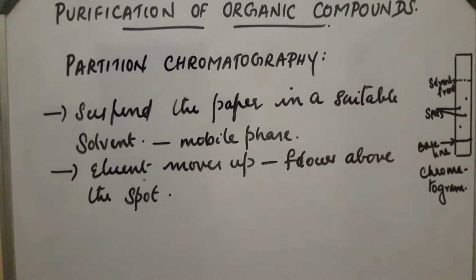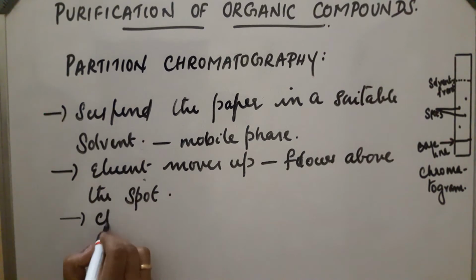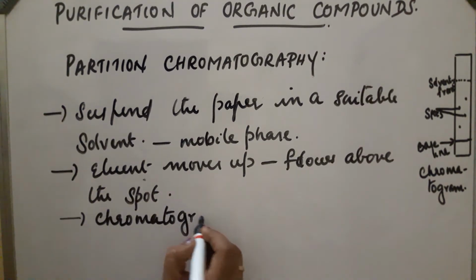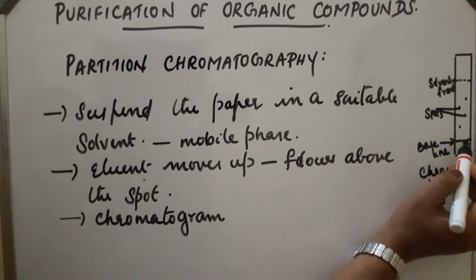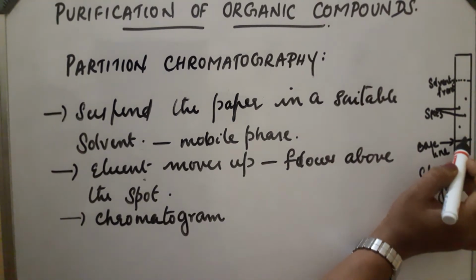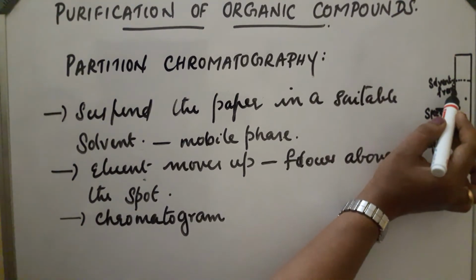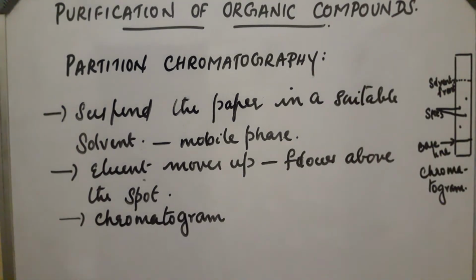So partitioning of the components takes place and different spots are produced in the paper. So a chromatogram is developed. Here we can notice that this is the baseline on which the first sample spot is made, and this moves up and the solvent front flows above this spot. So these are the spots. Different spots can be identified.